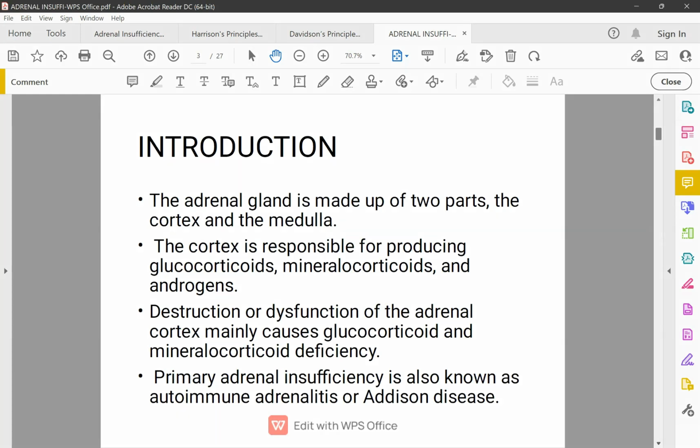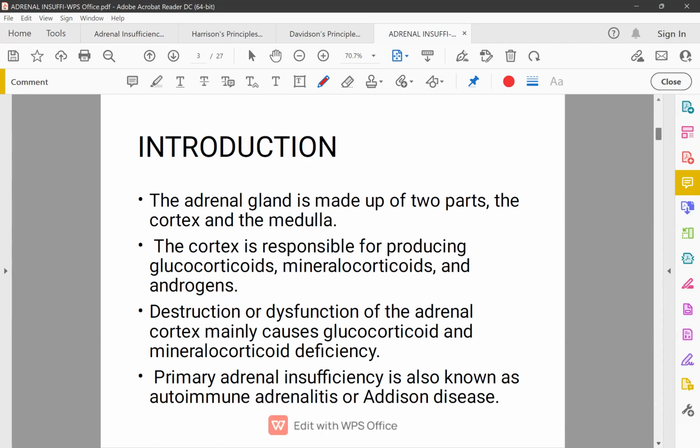Coming to introduction, the adrenal gland is made up of two parts, the cortex and the medulla. The cortex is responsible for producing hormones like glucocorticoids, mineralocorticoids, and androgens. Any destruction or dysfunction of the adrenal cortex mainly causes glucocorticoid and mineralocorticoid deficiency. Primary adrenal insufficiency is also known as autoimmune adrenalitis or Addison's disease.